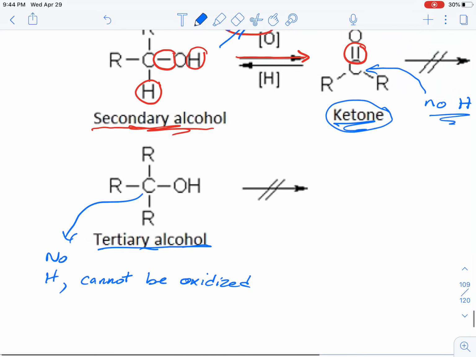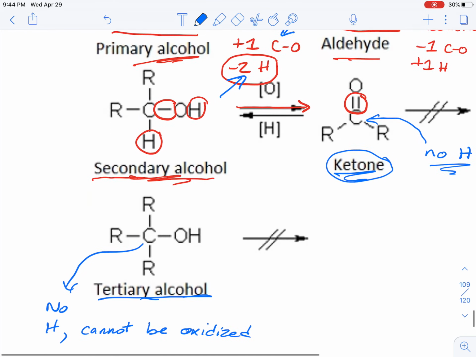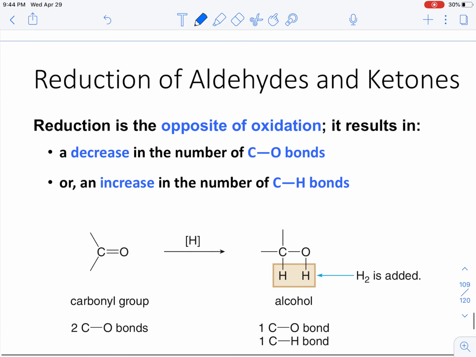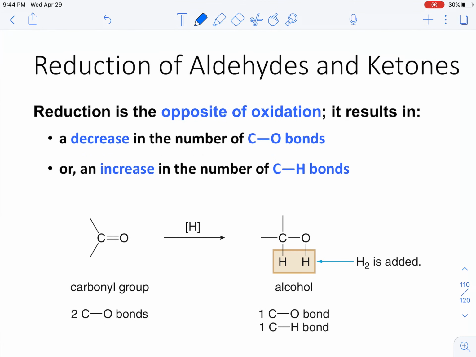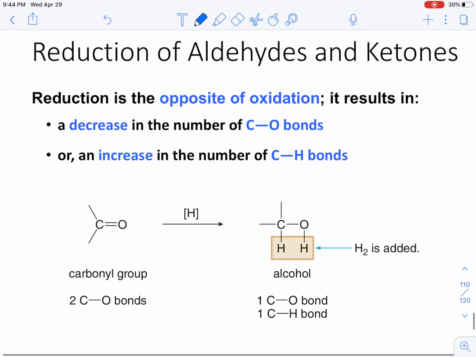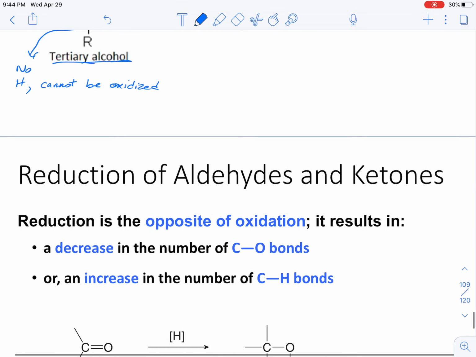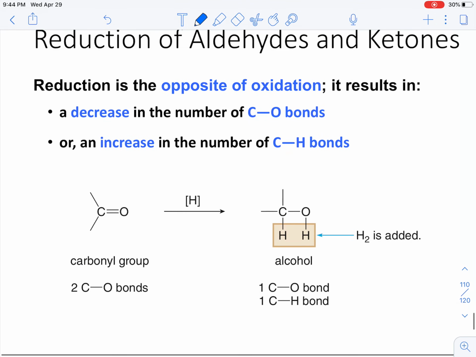And so that's pretty much a summary of the oxidation and reduction process. And so the next few slides specifically talk about reduction. It goes over the same type of descriptions that I've already discussed in the previous slide, but we'll just go ahead and go through it.